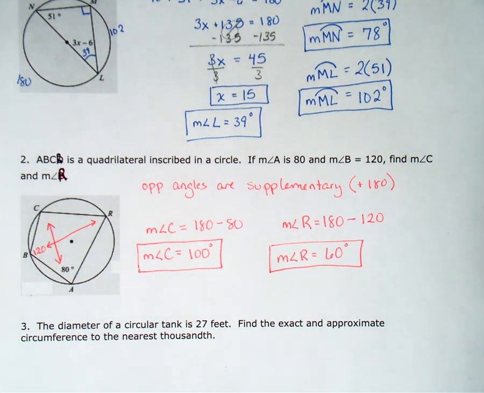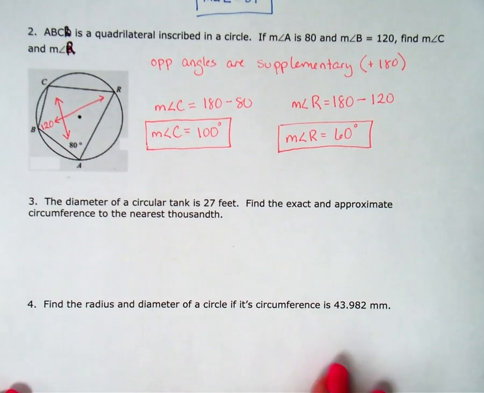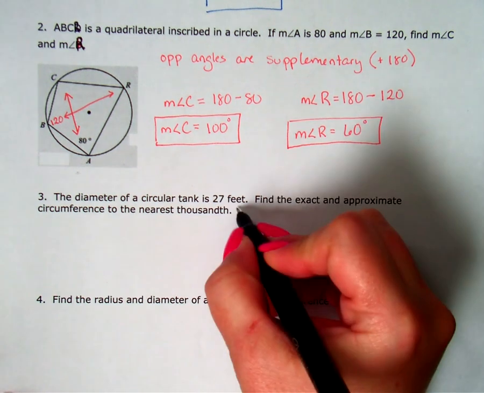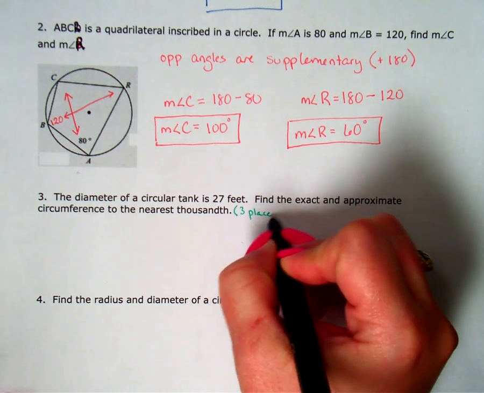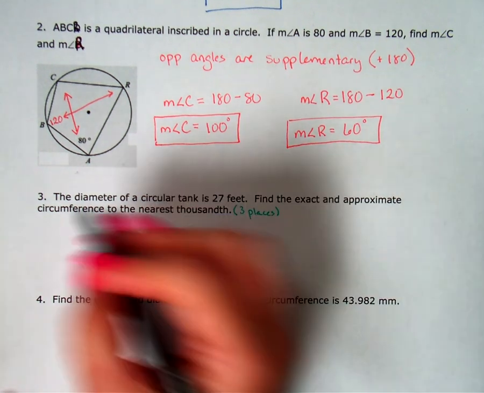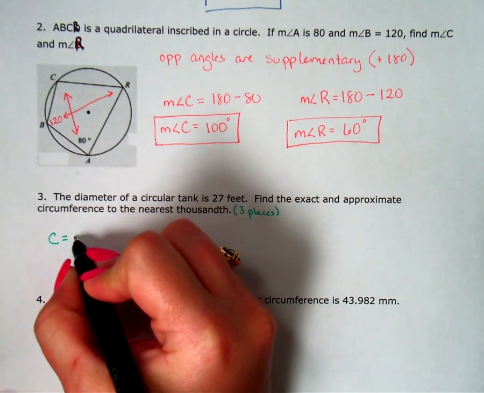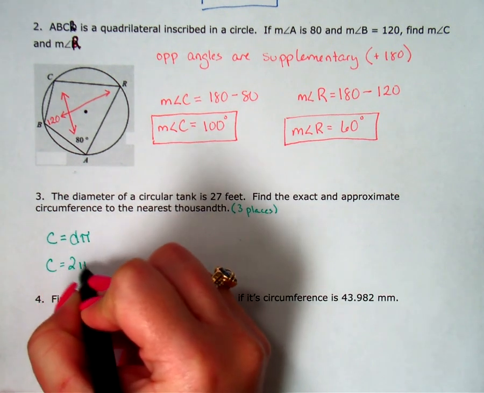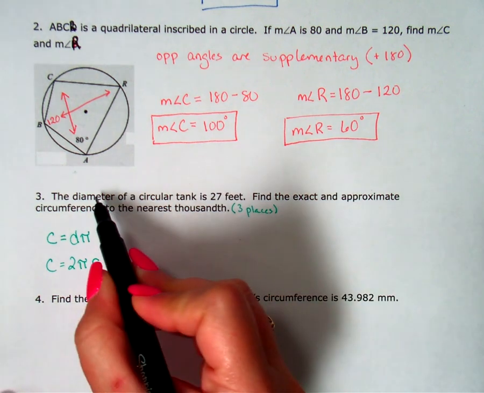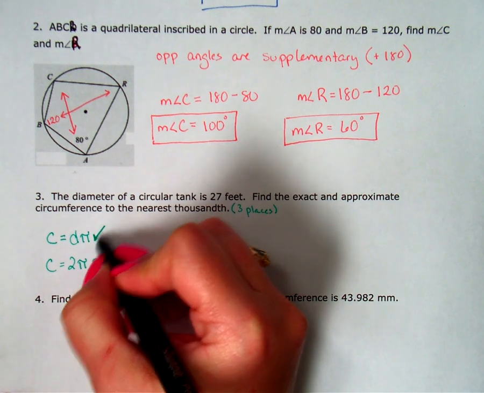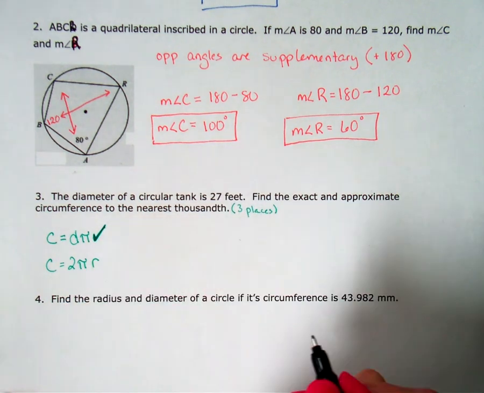All right, let's look at number 3. The diameter of a circular tank is 27 feet. Find the exact and approximate circumference to the nearest thousandths. Thousandths means 3 places. Okay, so diameter of a circular tank, we're doing circumference. Circumference has 2 formulas. We have d times pi, and we have 2 pi r. Now, since they told me the diameter of the tank is 27 feet, this is the formula I want to use.